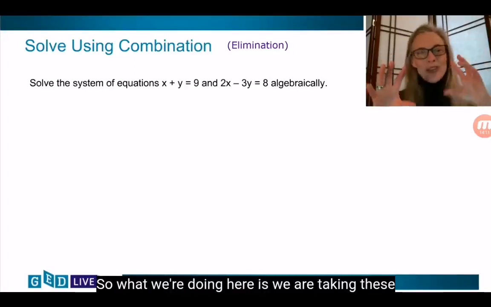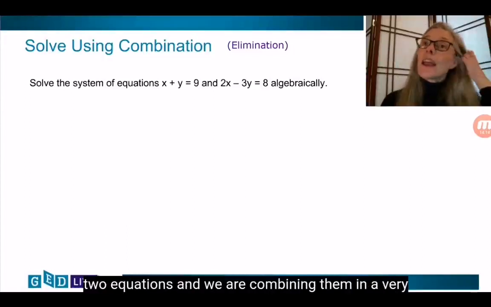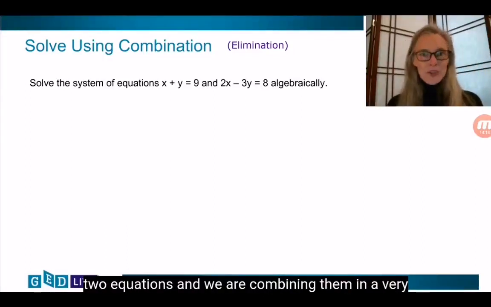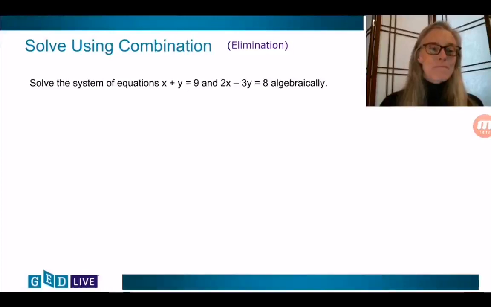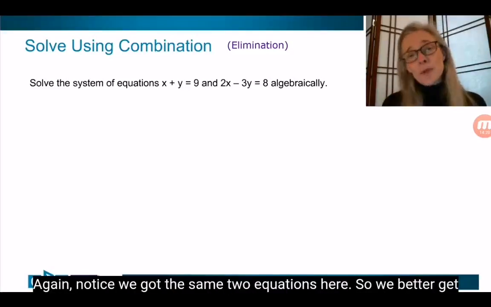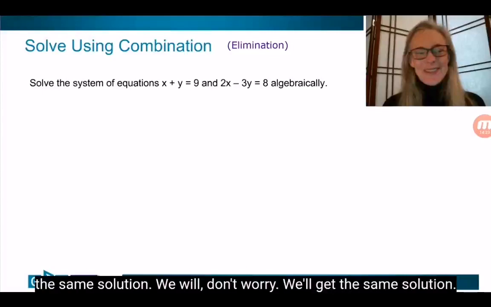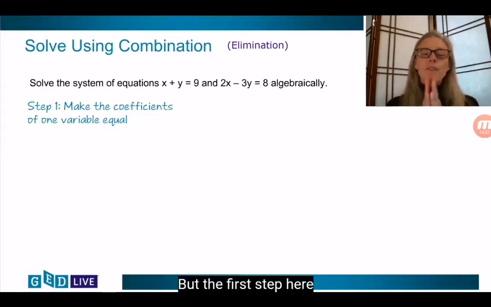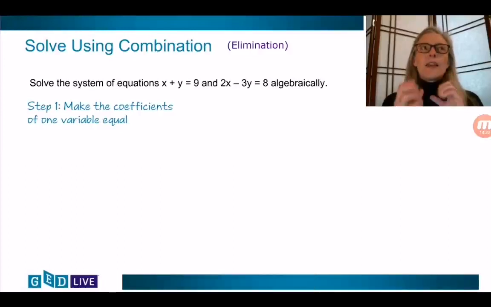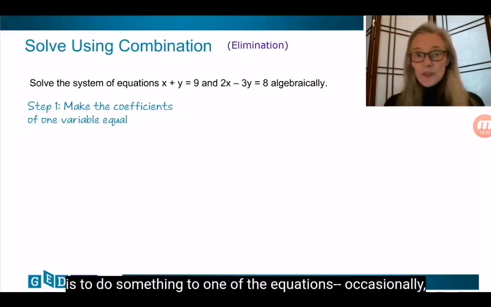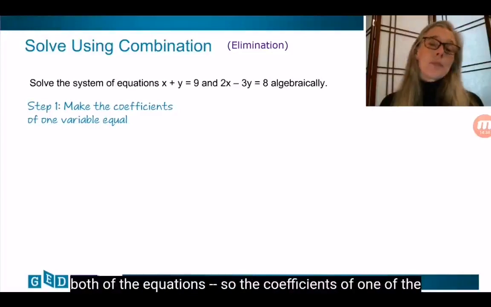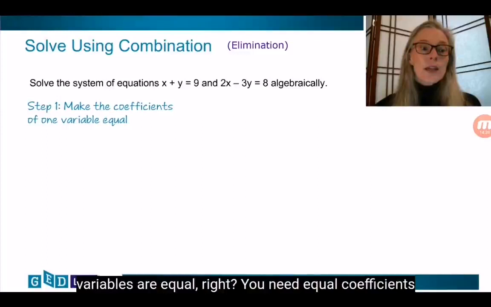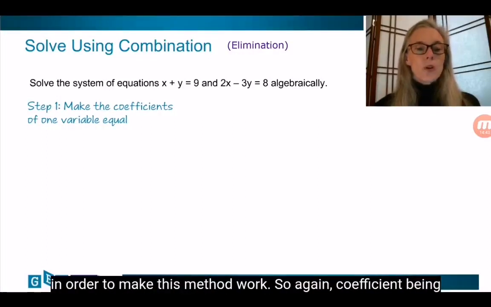So what we're doing here is we are taking these two equations and we are combining them in a very particular way. So let's see how we do that. Again, notice we've got the same two equations here, so we better get the same solution. We will, don't worry. But the first step here is to do something to one of the equations, or occasionally both of the equations, so that the coefficients of one of the variables are equal, right? You need equal coefficients in order to make this method work.